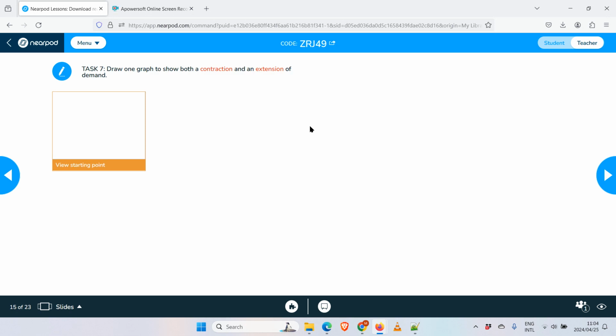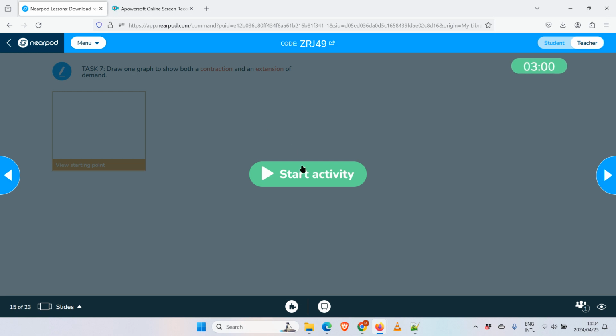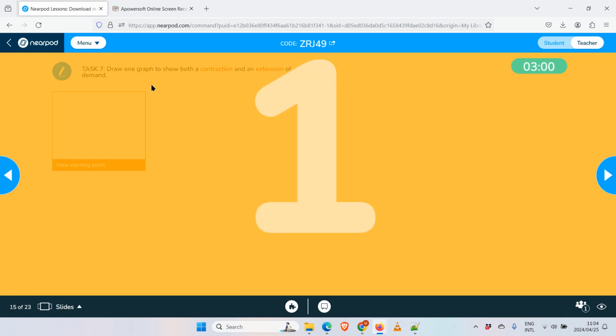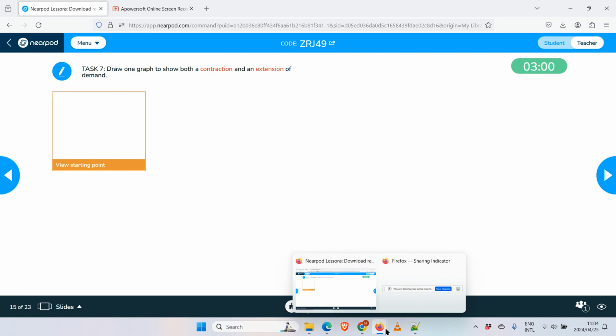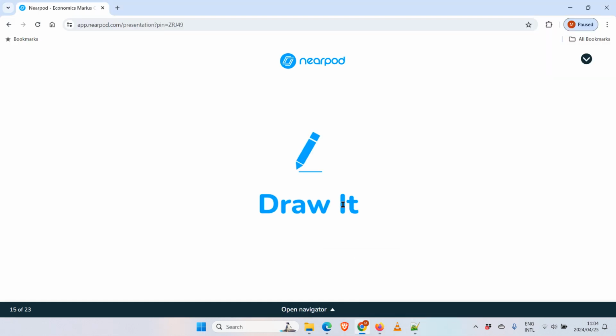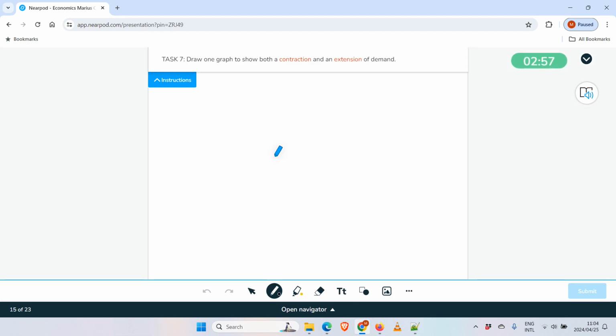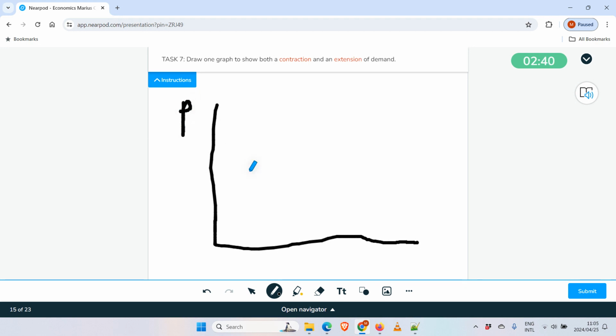So here we have another task where I want my students to draw a graph. Let me go back to the student slide to draw a graph which shows contraction and extension of demand. So students will have 3 minutes to draw, say, price, let's say quantity demanded.